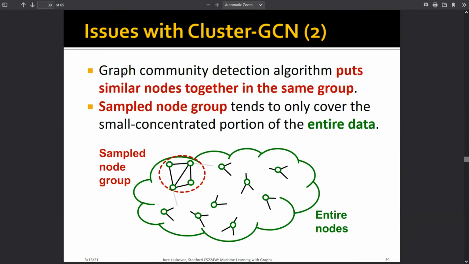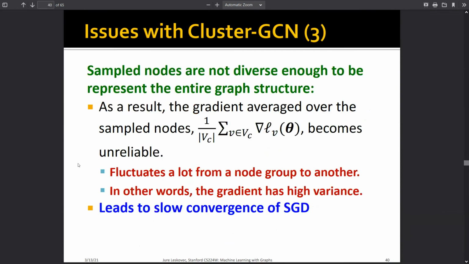So the graph community detection algorithm puts similar nodes together in the same groups. Sampled node groups tend to cover only a small concentrated portion of the entire graph. Basically, that is the subgraph. Sampled nodes are not diverse enough to represent the entire graph structure.